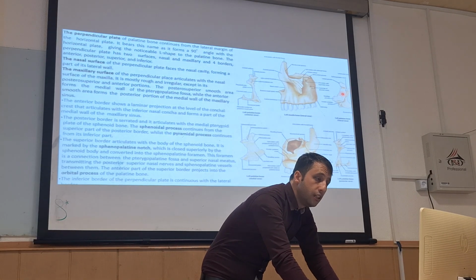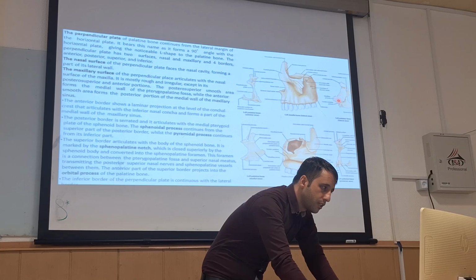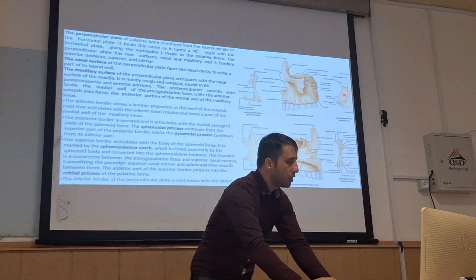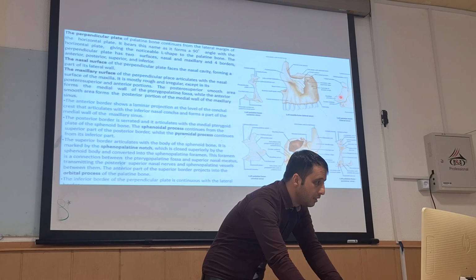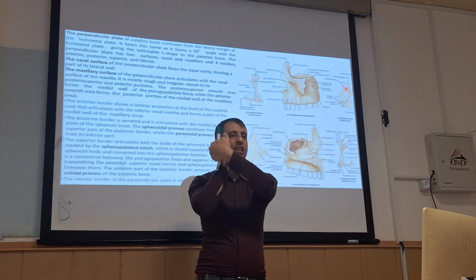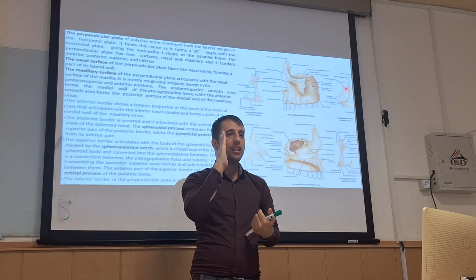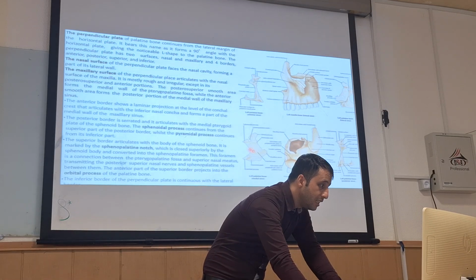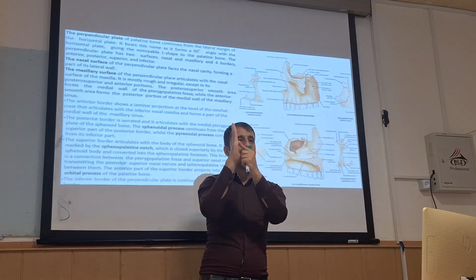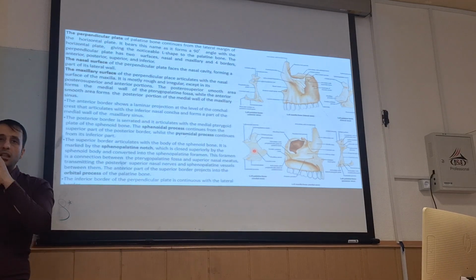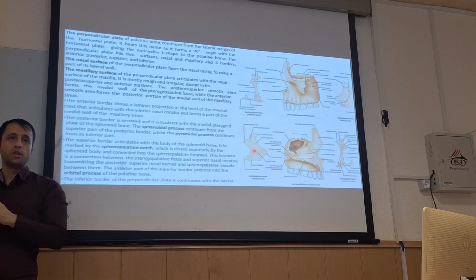Look at here. Another part of the lateral surface. I said that the lateral surface is attached to the maxilla, so it has a broad area which attaches to the maxillary bone. It has a smooth area. This smooth area contributes to make the pterygopalatine fossa. And the medial surface, as I said, contributes to make the lateral wall of the nasal cavity.